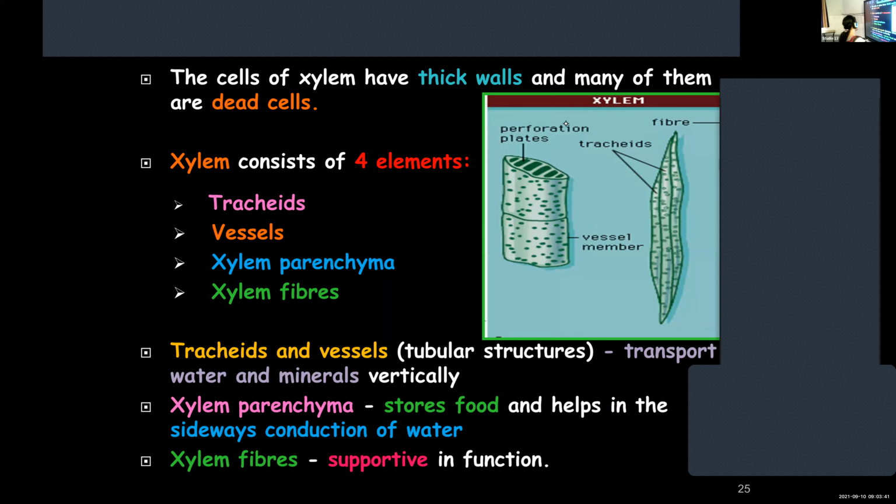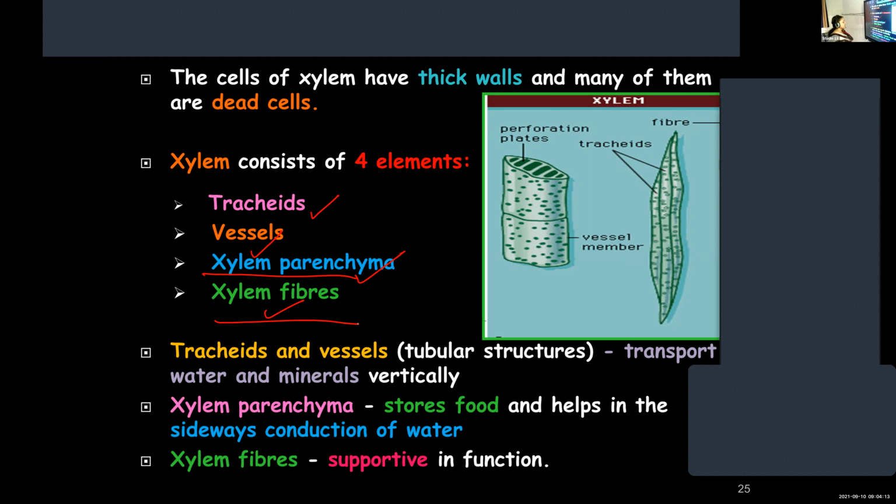And xylem consists of 4 components. The 4 components include tracheids, vessels, xylem parenchyma and xylem fibers. So these two are the same for both phloem and xylem, parenchyma and fibers. Phloem has got phloem fibers and phloem parenchyma. Similarly, xylem has got xylem parenchyma and xylem fibers. Apart from that, they have tracheids and vessels.